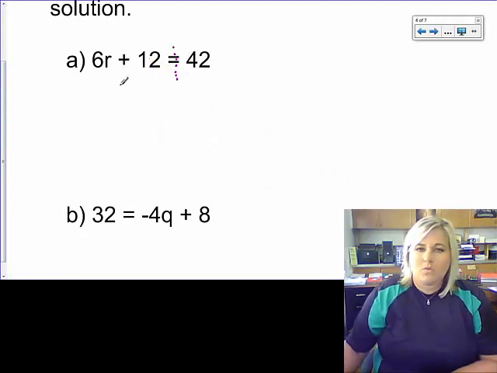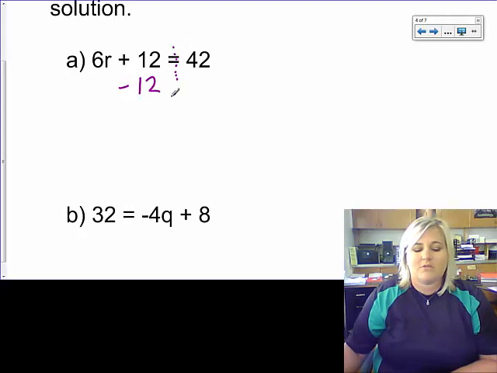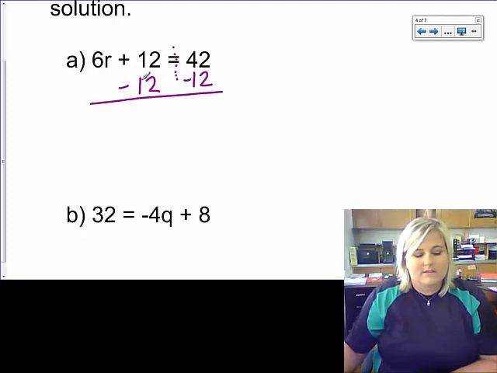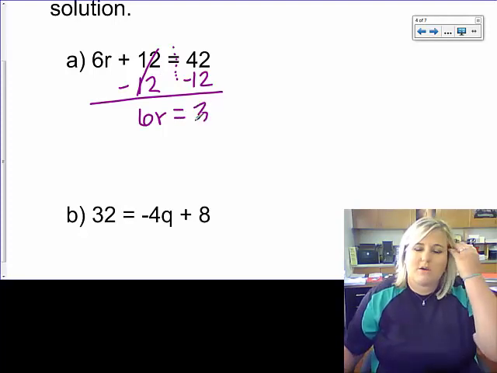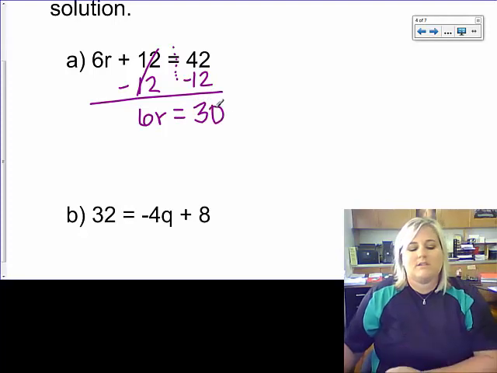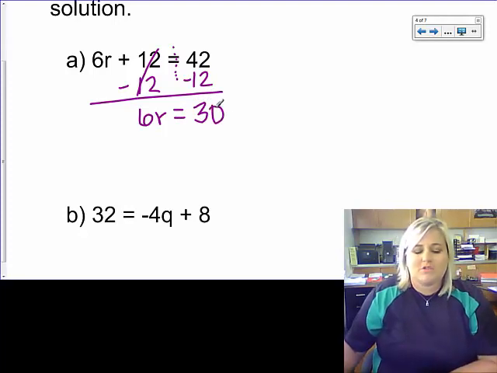So the opposite is going to be to subtract. What I do to one side, I must always do to the other. So I have my line for the equal sign. I've done it to the left side of it. Now I have to do it to the right side. So I'm going to subtract 12 over here. 12s will cancel. I bring down my 6r. Equals, comes straight down. 42 minus 12 gives me 30. And now I just have that one-step equation that we've already been working on.